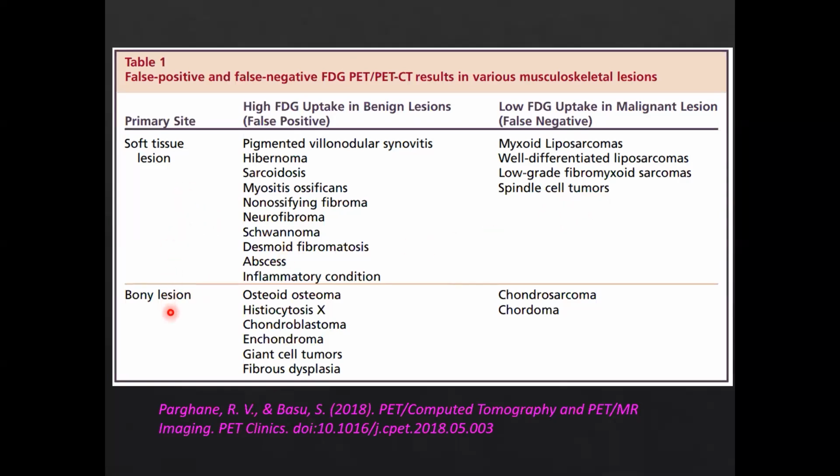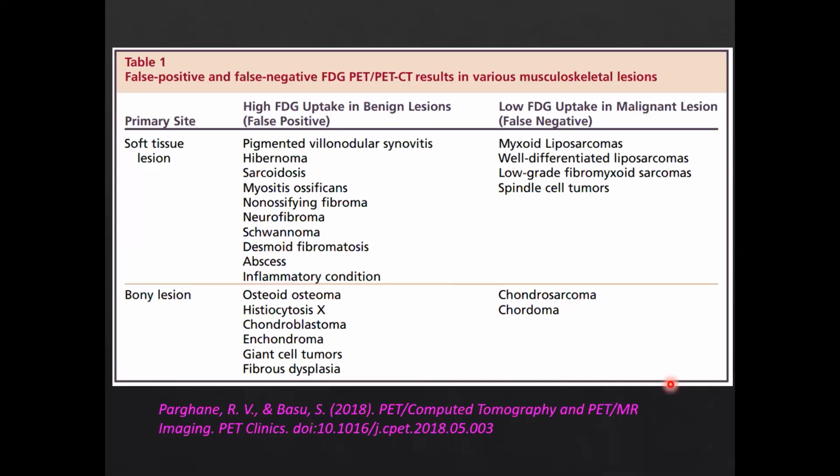Now coming to bony lesions, a couple of bony benign lesions like osteoid osteoma, histiocytosis X, chondroblastoma, enchondroma, giant cell tumors, and fibrous dysplasias will have high uptake. On the contrary, chondrosarcoma and chordoma can have less uptake even though they are malignant lesions. A couple of these pathologies I will be showing in coming slides.